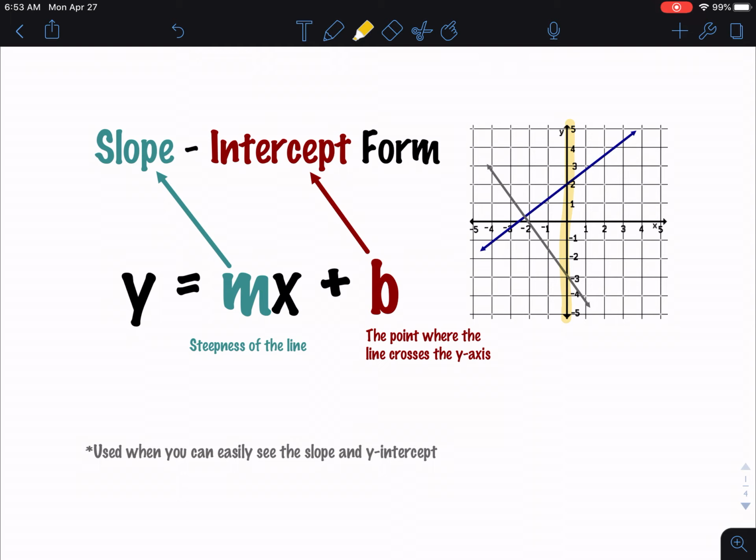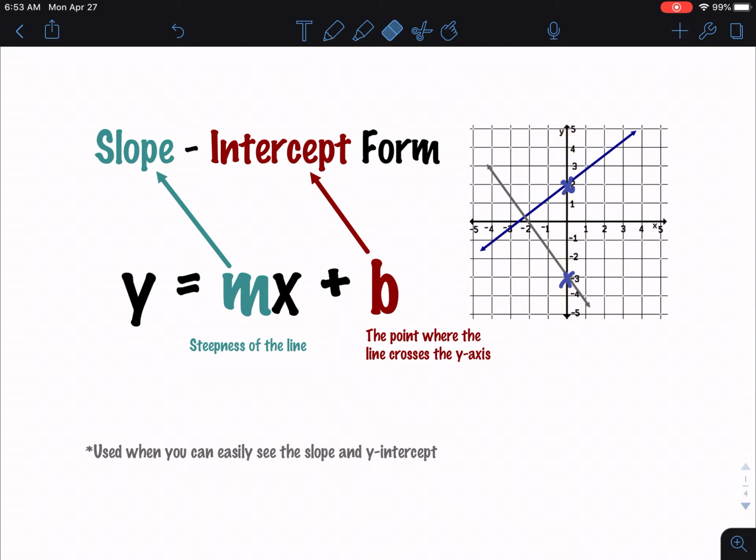So you can see that in these two lines on this graph, the blue line is crossing the y-axis right here at a positive 2. So it would have a b value of plus 2 because it's crossing the y-axis at a positive 2. The gray line is crossing the y-axis down here at about negative 3, so it would have a b value of minus 3.